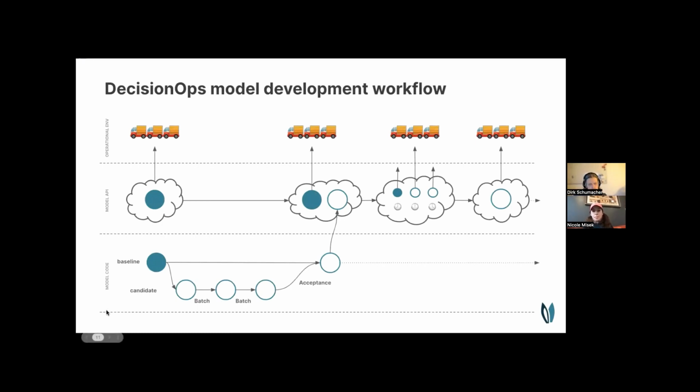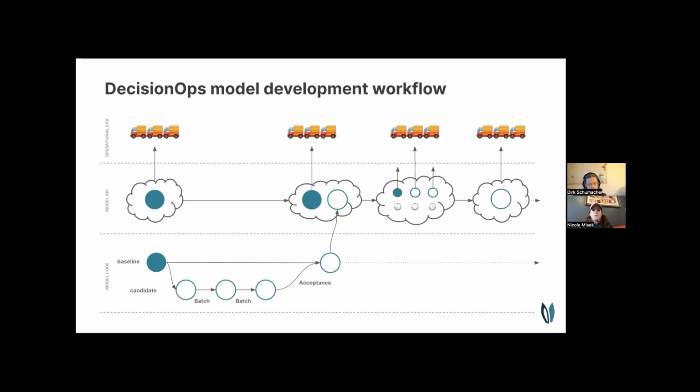And so let's start at the bottom layer, which is model code. It looks very similar to the Git flow diagram I just showed, where you have a decision modeler that's branching off of their baseline decision model code base. They're working on a feature in a candidate branch. And at this point, this is a perfect time to introduce batch experiments.